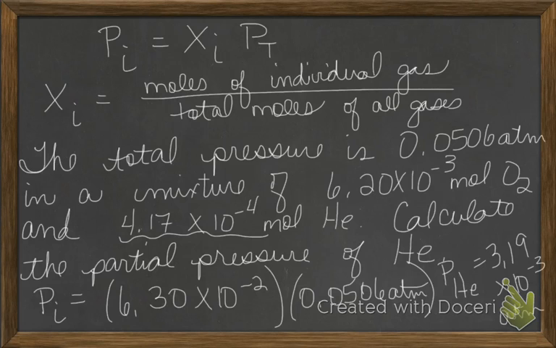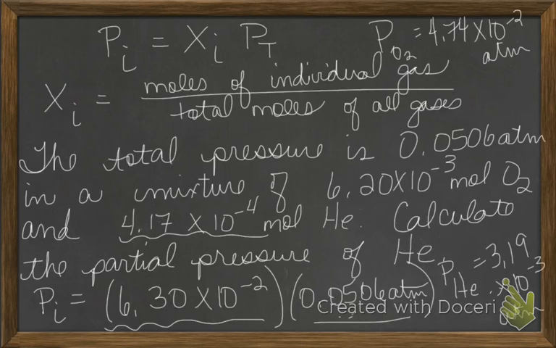And now I could work the partial pressure for oxygen the same way, plugging in here the moles of oxygen instead of helium. Or I know the total pressure is 0.0506, and now I know the partial pressure of helium. I could likewise subtract these two numbers and find that the partial pressure of oxygen is 4.74 times 10 to the minus 2 atmospheres. Either way would give me the same correct answer.